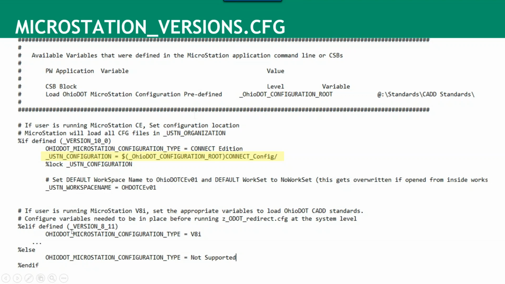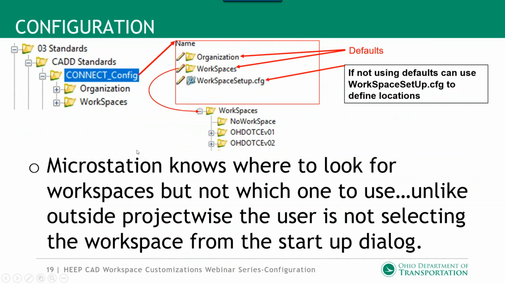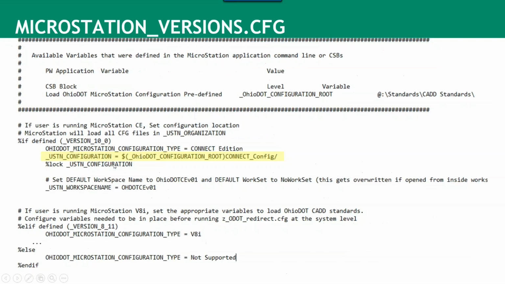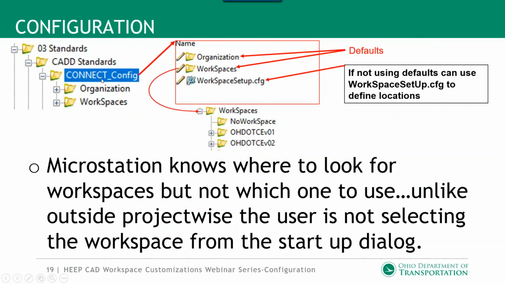And then you'll see that if defined version 8, I cut off our V8i stuff because we decided not to include the V8i managed workspace in our ProjectWise. We're just going to go straight with Connect. But that's how you could switch between the two if you were having both of them in there. Okay, so I set this configuration variable to point to this Connect config folder, right?